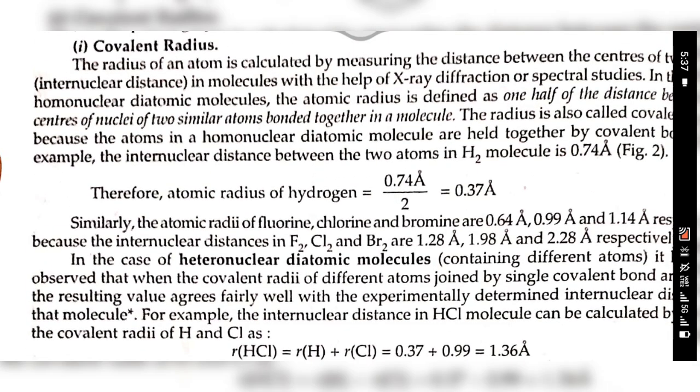In the case of heteronuclear diatomic molecules containing different atoms, it has been observed that when the covalent radii of different atoms joined by a single covalent bond are added, the resulting value agrees fairly well with the experimentally determined internuclear distance of the molecule. For example, the internuclear distance in an HCl molecule can be calculated by adding the covalent radii of hydrogen and chlorine. R of HCl is equal to R of H plus R of Cl, that is 0.37 plus 0.99, which equals 1.36 angstrom.